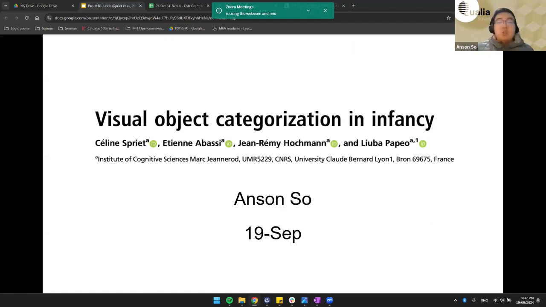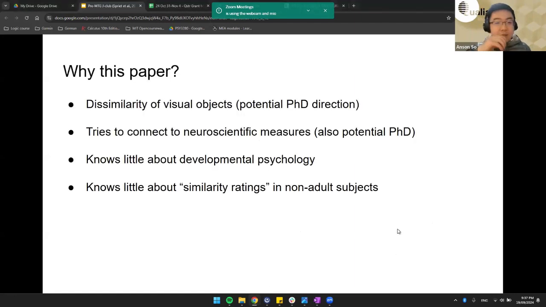So hello, and today I'm going to talk about this paper called Visual Object Categorization in Infancy by Spirit and colleagues. I've chosen this paper for a couple of reasons. The first one is that it is relevant to a potential PhD direction that I want to take, which is on the similarity score on visual objects.